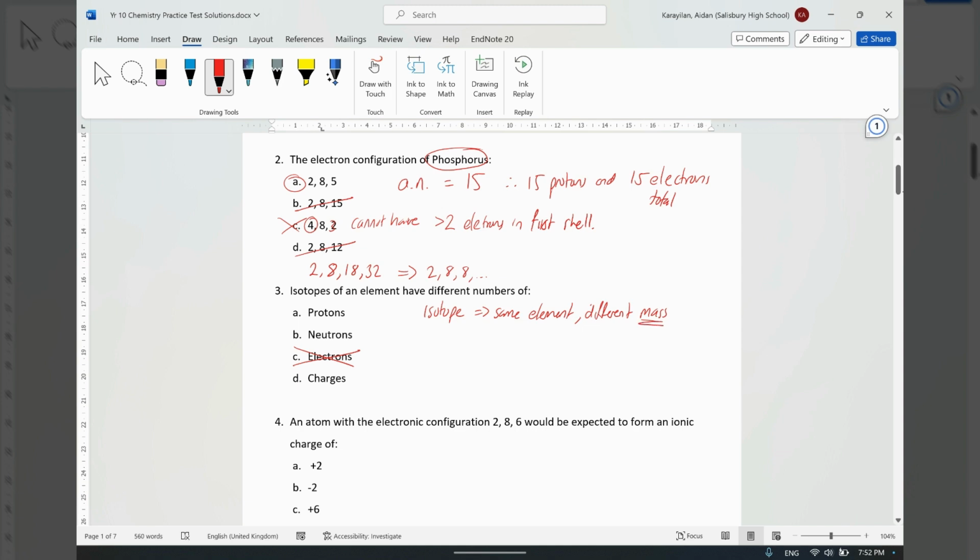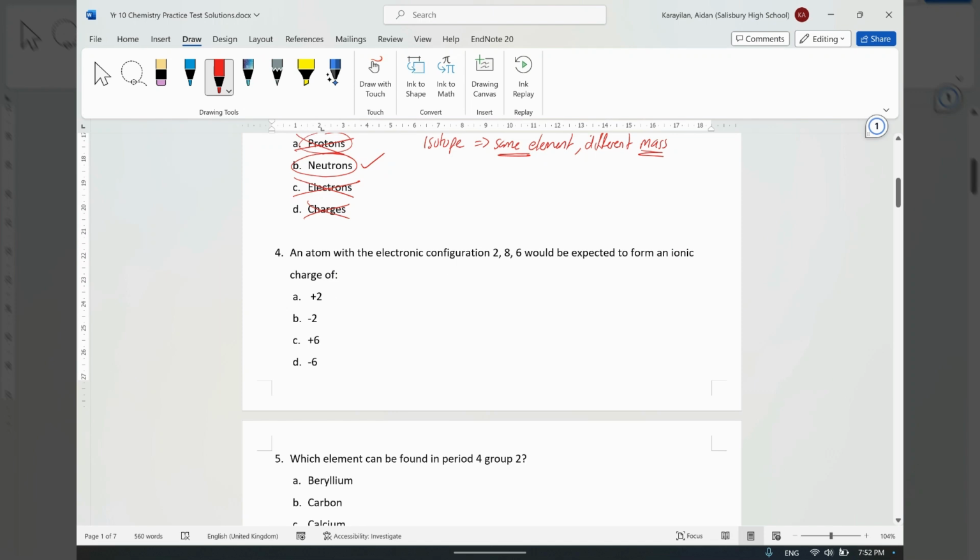Charges are not really relevant here either. But for protons, we're looking for something that has different numbers of protons. If that was the case, it would not be the same element. So that's why this is wrong as well. It can't be protons because if they had different numbers of protons, they would be different elements. So if it's not electrons and not protons, they're the only bits that are charged, it can't be charges. That leaves neutrons, and that is correct. So neutrons are the ones that can change, which will change the mass of the element without changing what type of element it is.